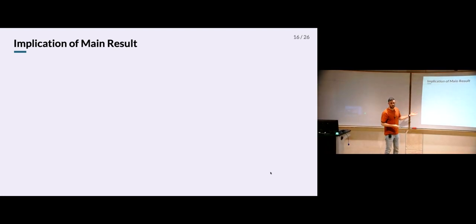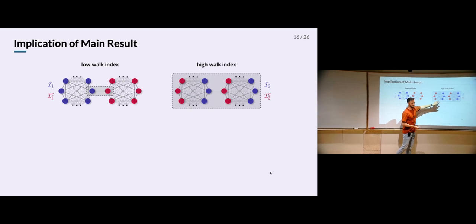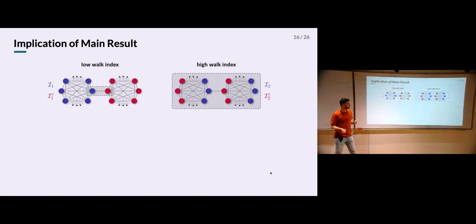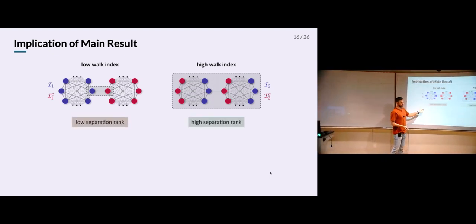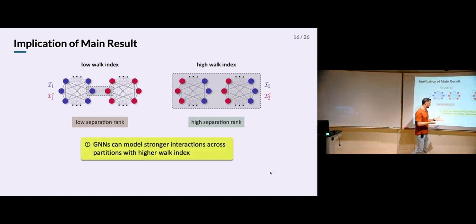And a straightforward implication of this result is that if we have the same graph and two partitions in it, okay, this is a graph, two cliques connected by a single edge. In one partition, we have a relatively low walk index. For example, in this one, we have only two vertices on the boundary of the partition, and so its walk index is relatively low compared to this partition, where all the vertices are on the boundary. Essentially, everyone's connected to a vertex on the other side. Then what our theory shows is that we can only model low separation rank with respect to this partition, but a higher separation rank with respect to this one, meaning that GNNs can model stronger interactions across partitions with a higher walk index.